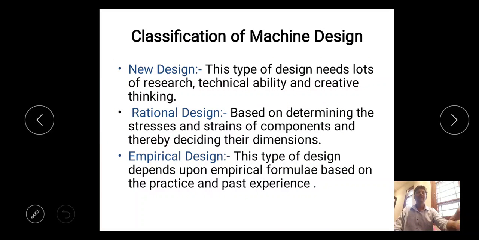Okay, next is new design. New design means by research, technical ability and creative thinking, you are creating a new machine. Such type of design is called new design. These are the main three types, and that is the classification of design.